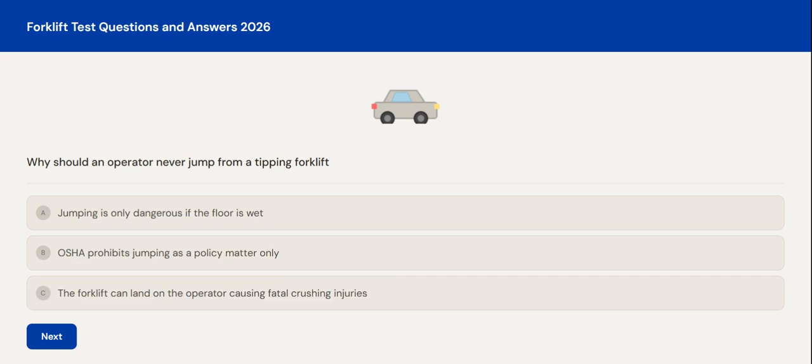Why should an operator never jump from a tipping forklift? The forklift can land on the operator, causing fatal crushing injuries. A forklift weighs several tons. An operator outside the cab when it tips has no protection. The seat is the safest place to be when a tip begins.